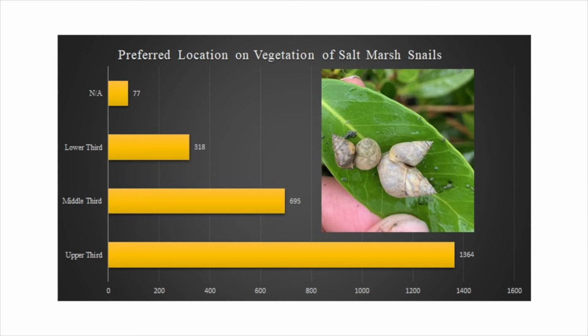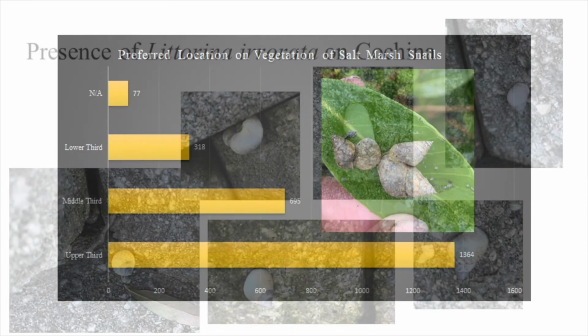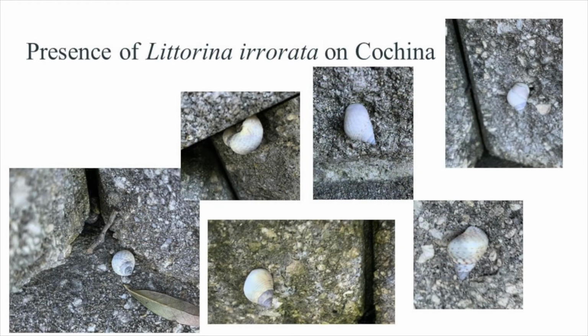I found that some Littoraria aerata were living on coquina. I looked it up and it said that snails can eat algae and detritus that builds up in the pores of rocks.